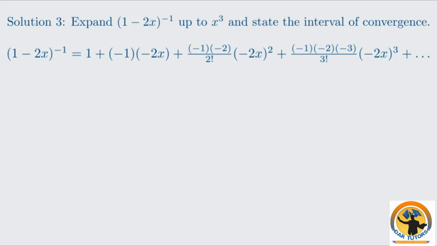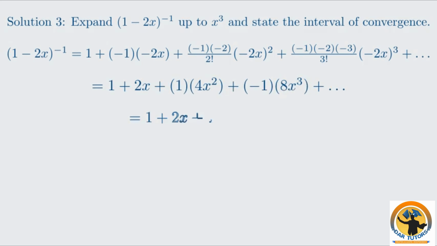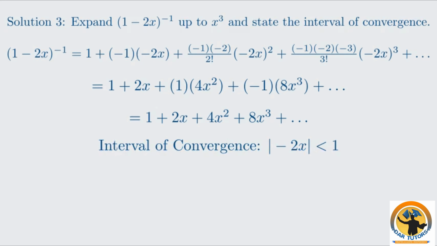Let's simplify each term. The first term is 1. The second is 2x. The third is 4x squared. And the fourth is 8x cubed. Now for the interval of convergence. The absolute value of our x term, minus 2x, must be less than 1. The condition is the absolute value of minus 2x is less than 1. This is the same as the absolute value of 2x being less than 1, which means x must be between negative 1/2 and 1/2. The expansion is valid for x between negative 1/2 and 1/2.